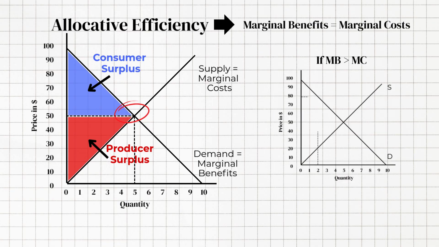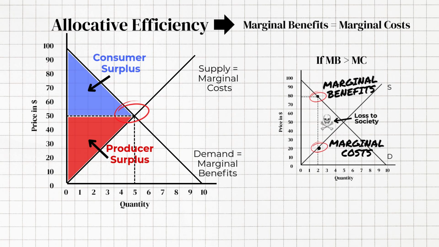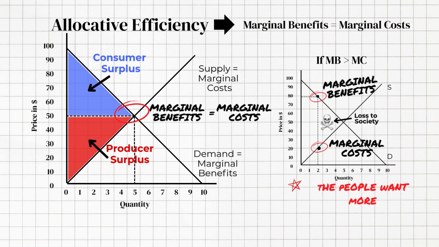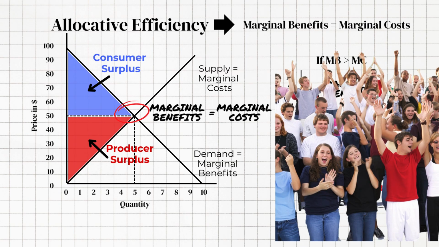If marginal benefits are greater than marginal costs, this would mean that society places a greater value on the last unit produced than the cost to produce it. In other words, the people are not getting enough of what they want or need, so society is losing out. However, if marginal costs are equal to marginal benefits, this means that society has allocated the right amount of resources to produce the quantity of goods that its people value the most. This is allocative efficiency, and this is why it occurs at the point of market equilibrium.